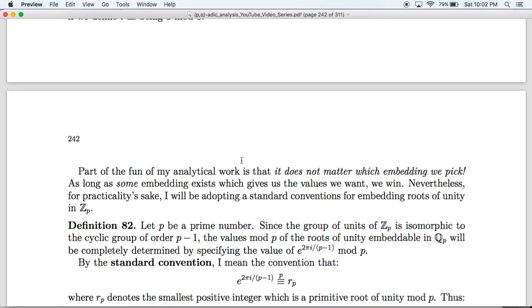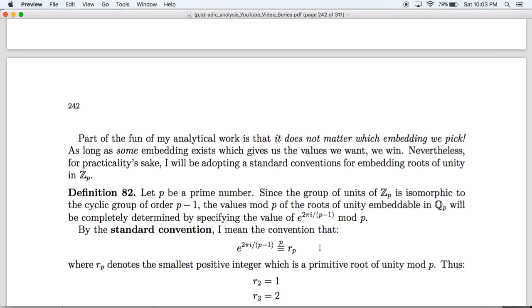Then we know that the group of units of Z_p is going to be isomorphic to the cyclic group of order p minus 1. As a result of that, the group of units of Z_p will be generated by a primitive (p minus 1)th root of unity. So all we need to do is figure out a convention for identifying the value of this quantity mod p.